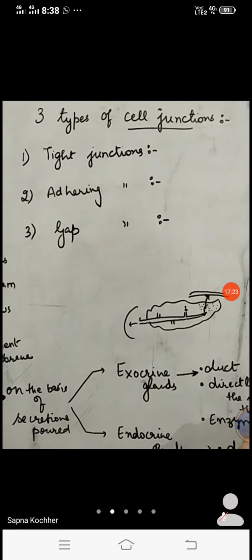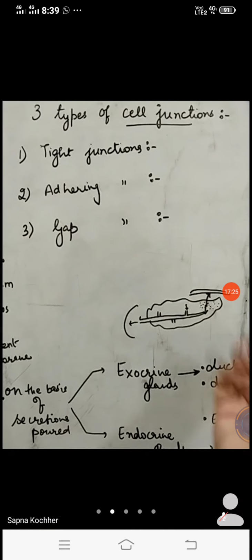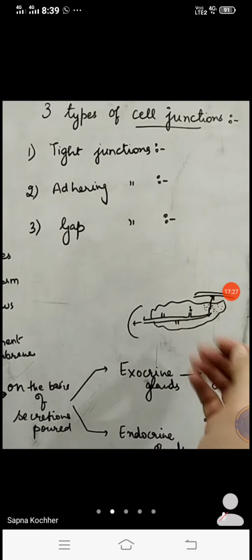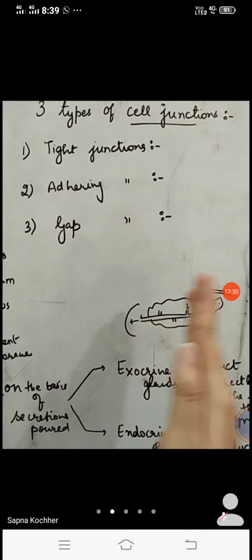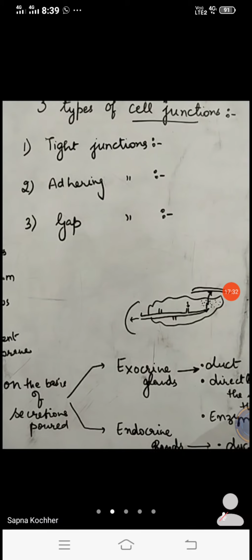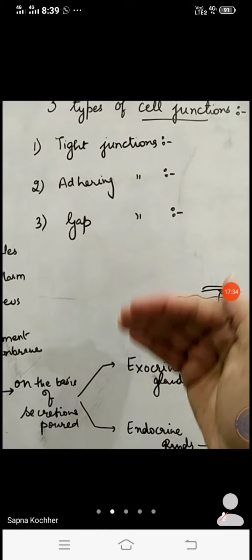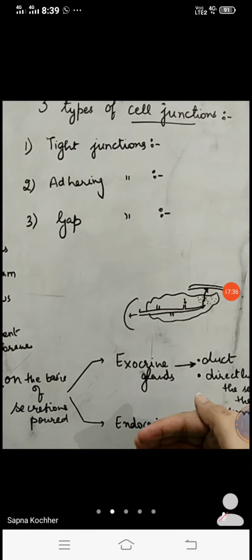Then there are gap junctions. Gap junction, as the name says, means there will be certain gaps in between the cells. Why is that gap required? So that easy diffusion of the materials can take place.